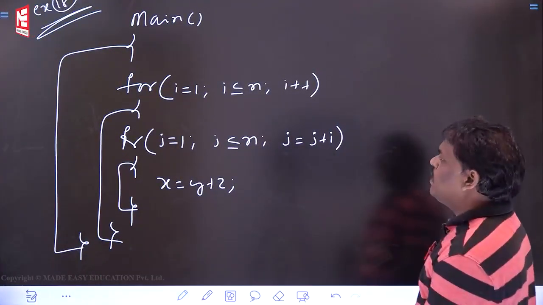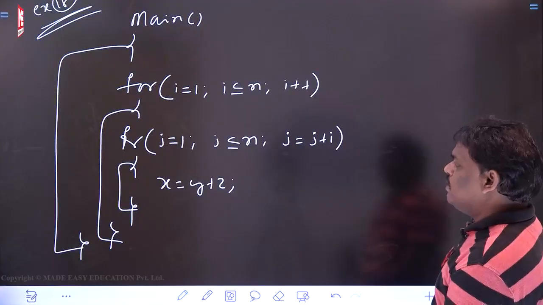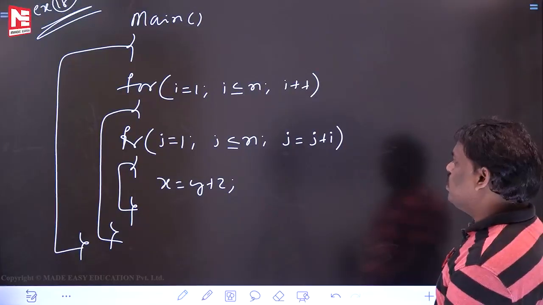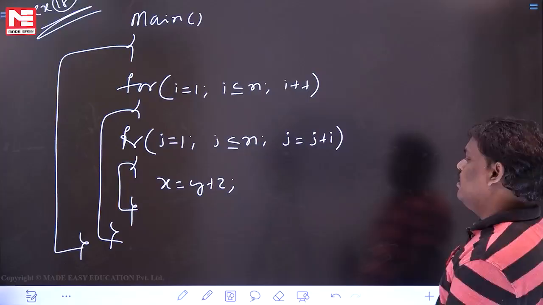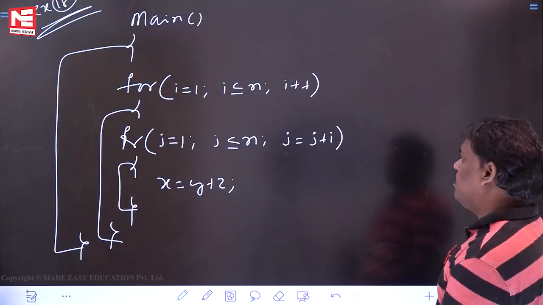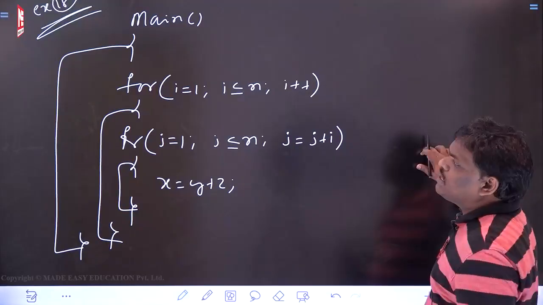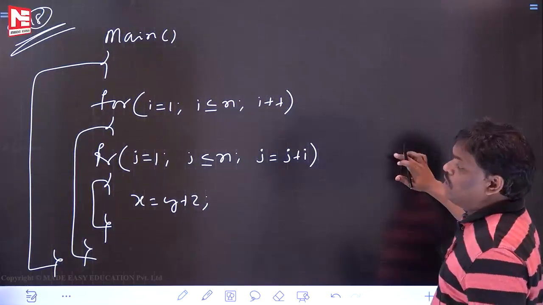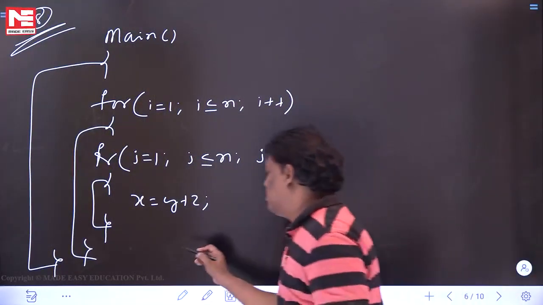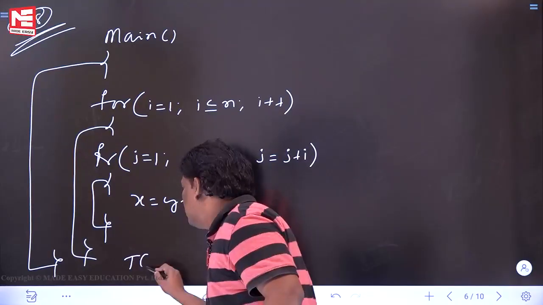Main: for i equals 1, i less than or equal to n, i plus plus. For j equals 1, j less than or equal to n, j equals j plus i. x equals y plus z. Please be careful. This is a very interesting one. Make sure you know what the answer of this problem is. So now the question is, what is the time complexity? What is the time complexity they are asking? Assume.